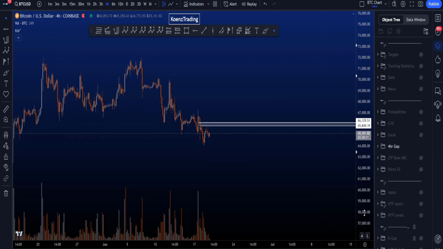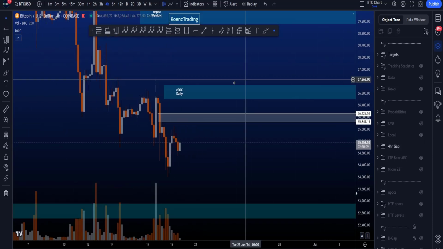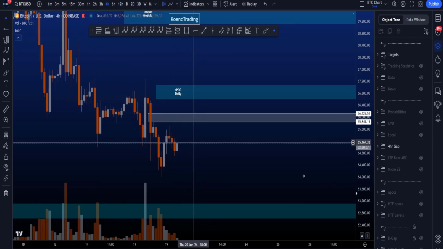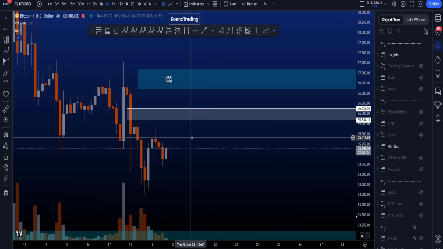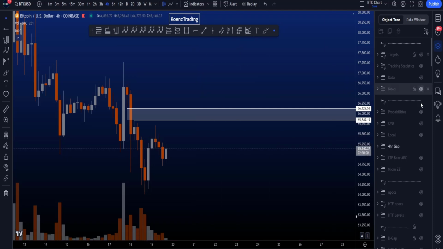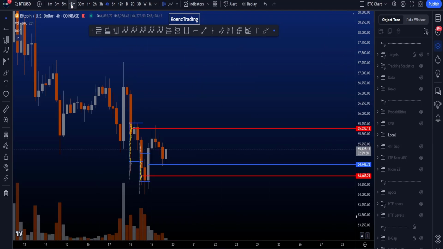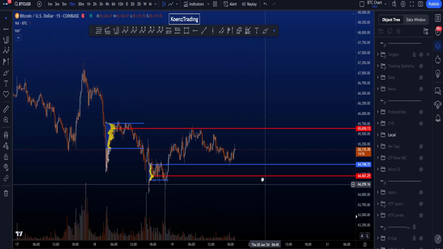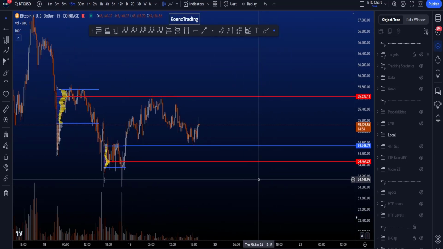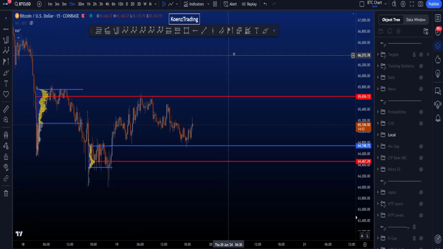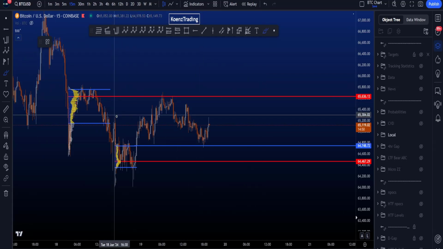Locally, we have some resistance though before we actually hit the first resistance box, and that is the 4-hour gap. It's just good to know about: 65.8k to 66.1k. If we then zoom in to the 15-minute time frame, then you can see that price at the moment is trapped between the two value areas of the previous ranges.